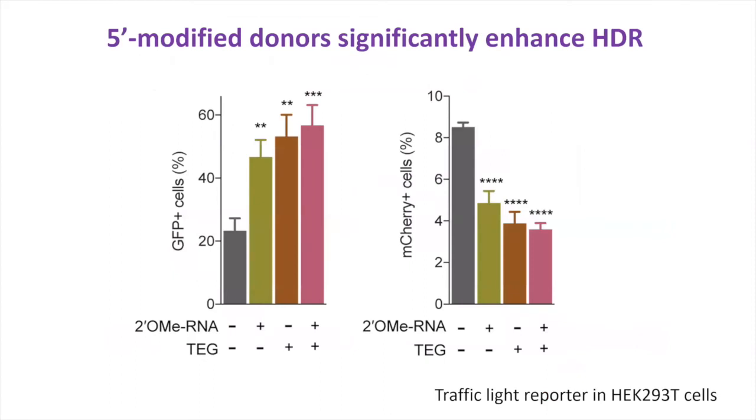We found that these 5' modified donors significantly enhance HDR in mammalian cells as well. And interestingly, in this context, 2'-methyl RNA alone or the TEG alone also gave a significant increase in genome editing. The combination of RNA and TEG was very good. And you can see that that increase in precise editing correlates with a decrease in NHEJ imprecise editing events.